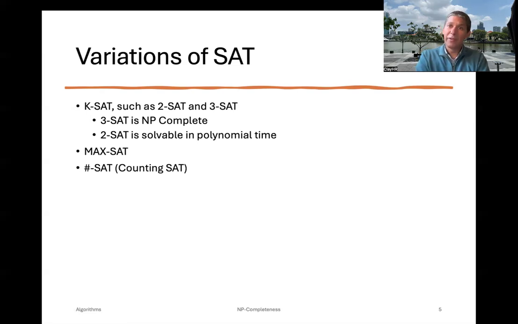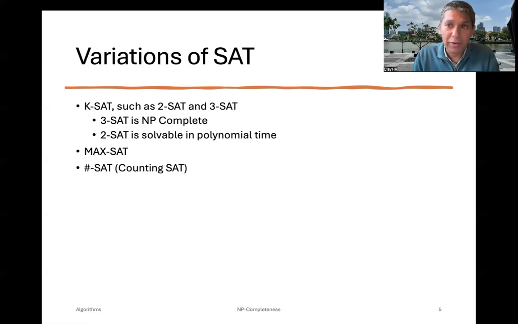The version that we just saw earlier is called 3SAT. That means there are many clauses, but each clause has exactly 3 literals. And that problem is NP complete, as we will also see a little later. There is also a version called 2SAT, which means that each clause has only 2 literals, and that version is actually solvable in polynomial time.